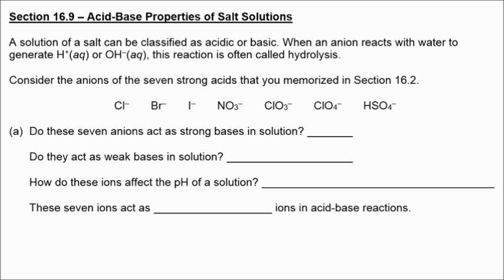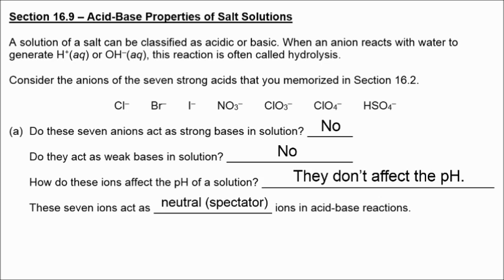Do these 7 anions act as strong bases? No, we said they have negligible basicity, so they're not an acid or base. How do they affect the pH of a solution? Well, the answer is they don't. So these 7 ions act as neutral or spectator ions in any sort of solution.